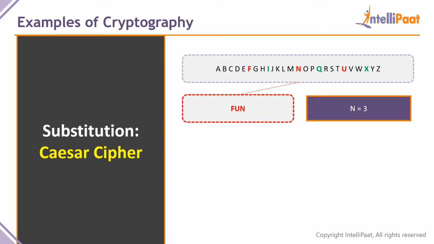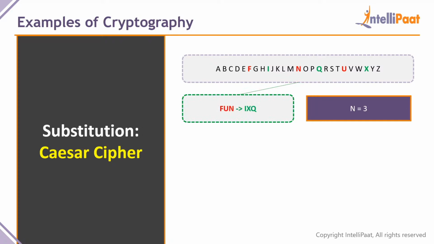So imagine the letters that come three places, or the value of n, to the right. So with F, we have 1, 2, 3, we have G, H, I. So for F, we have I. For N, we have Q. And for U, we have X. So you can also see in the alphabetical list, the letters have been marked with green, which are present three positions to the right of the intended letters.